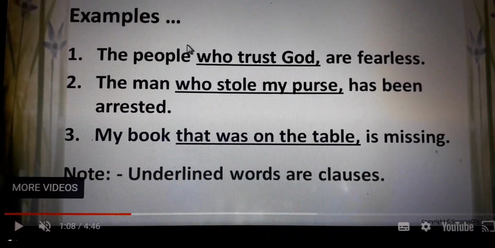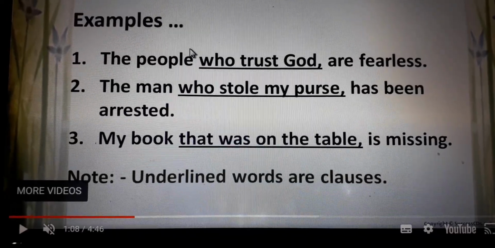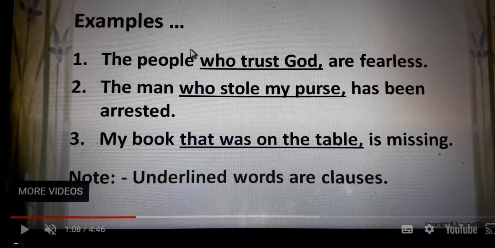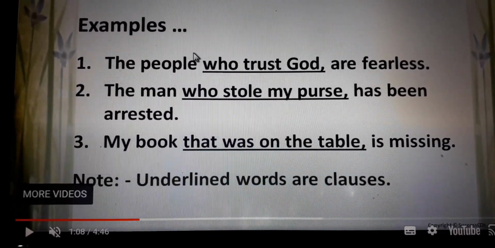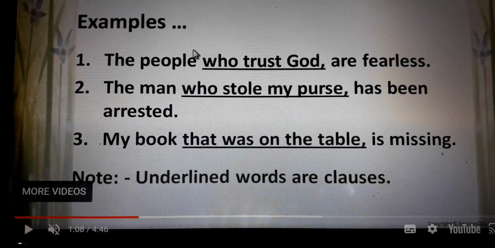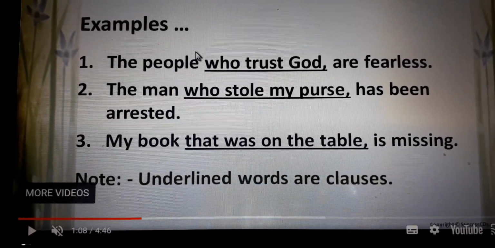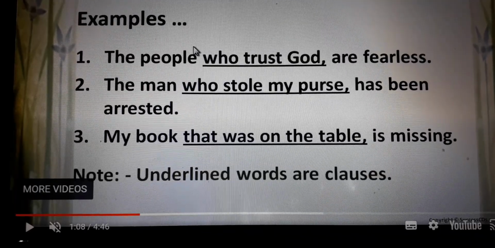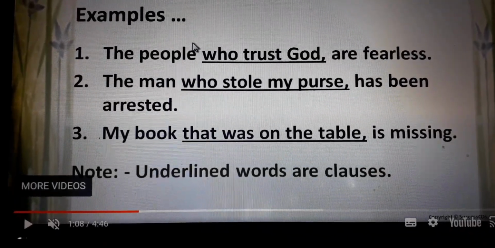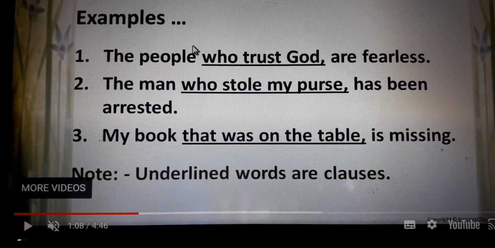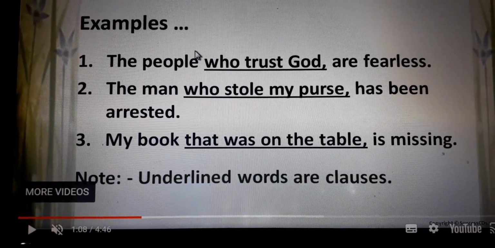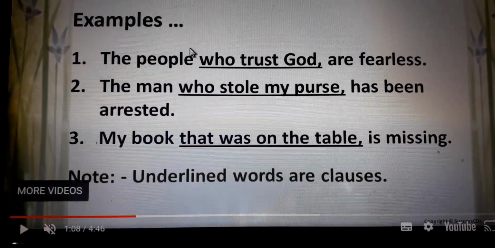Then the third example: my book that was on the table is missing. Now "that was on the table" is a clause. "That" is a subject. "Was on the table" is a predicate. So all these underlined words are the clauses here. Okay, so I hope this is clear.